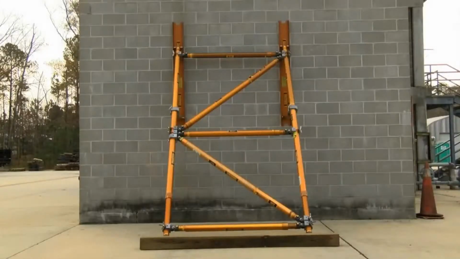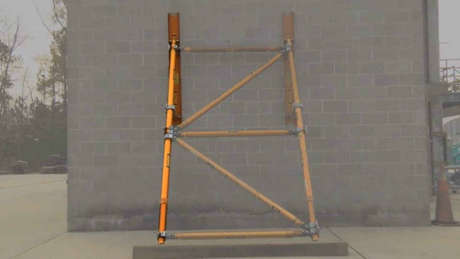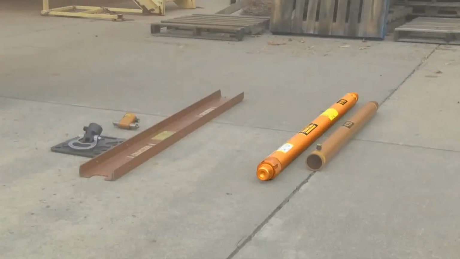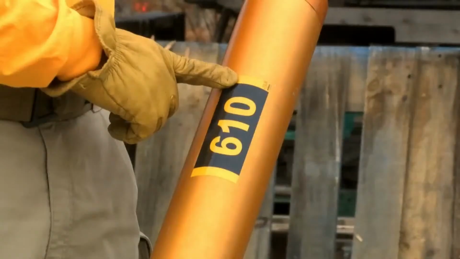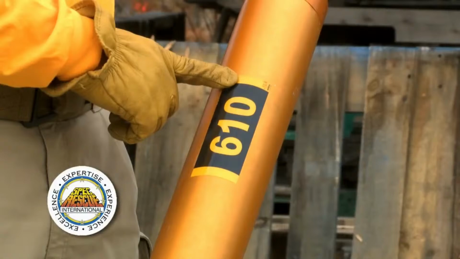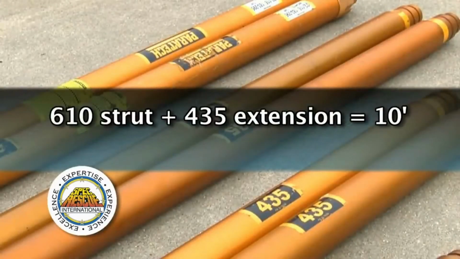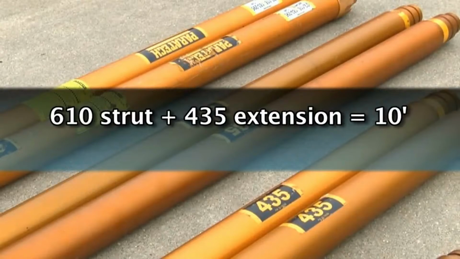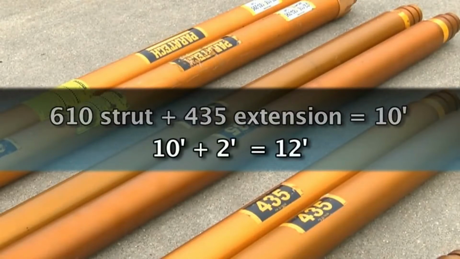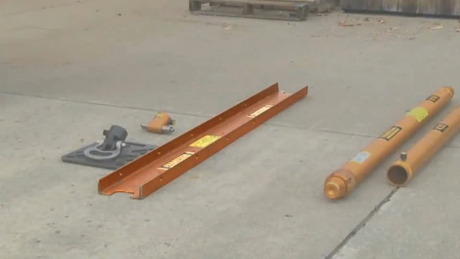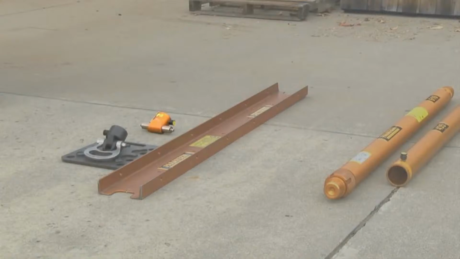Here are the 5 components you will need to assemble one portion of the raker without putting in the bracing. Here is a 610 strut. To the right is a 435 extension. A 610 strut is 6 feet collapsed and can extend out 4 feet to a total of 10 feet. The 435 extension is 4 feet long. We will take a 610 strut, add a 435 extension that will give us 10 feet. Then we will extend the strut piston by 2 feet and lock it. Then we have our wall plate, raker latch base, and ground pad.